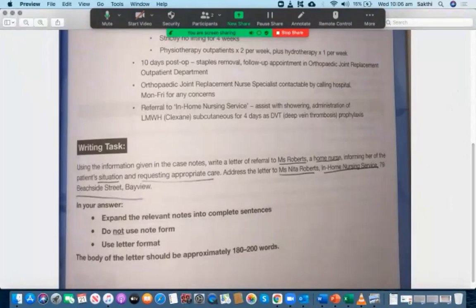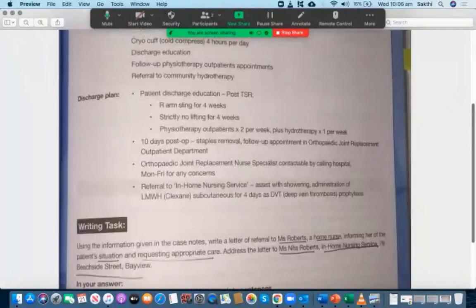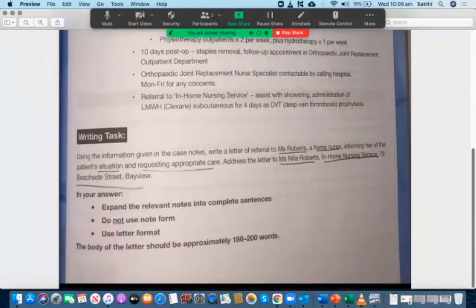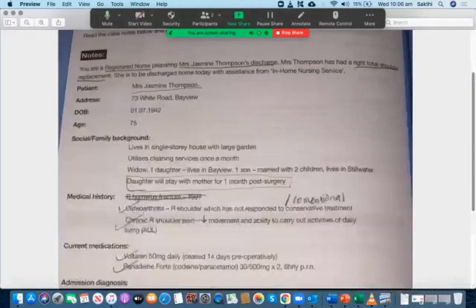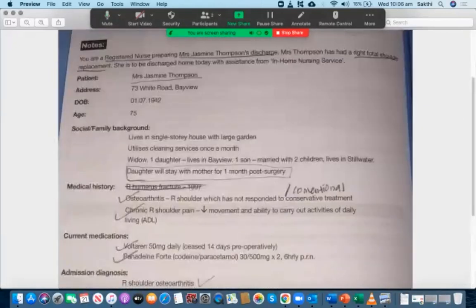So you don't need to, I think, in the base, requesting appropriate care. Okay, so you're referring them to a nurse, in-home service care. So the addressee doesn't know the patient already, am I right? Or do they know already? Yes. So they don't know, right? Okay, they don't know. Good.